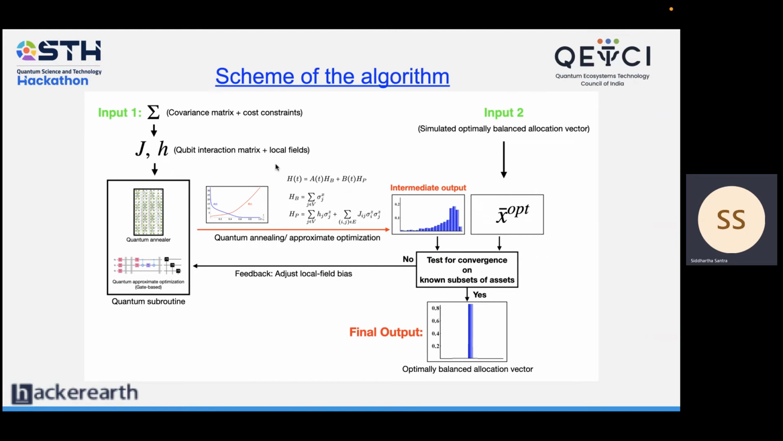In terms of an actual algorithm, this heuristic can be implemented using both a quantum annealer or a quantum approximate optimization method. The input is in the form of the covariance matrix and the cost constraints, which are fed to the quantum processing units in terms of a qubit interaction matrix and the local fields. In every iteration, the output is a distribution over possible solutions, which are compared with the partial prediction of the alternate models, and they are tested for convergence. If that is not met, the local fields are adjusted and the quantum subroutine is run again. This continues till convergence is reached, and the final recommendation is in the form of an optimally hedged or balanced allocation vector.